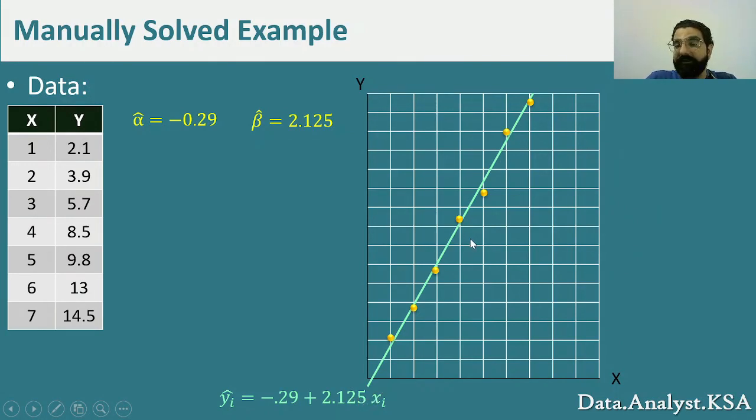And the beauty of having this line is I don't have to stick only to my observations. So let's say I want to know the value of when x is 2.5, what do I expect y to be? So if we go here to 2.5, I expect y to be somewhere around 5, for example.